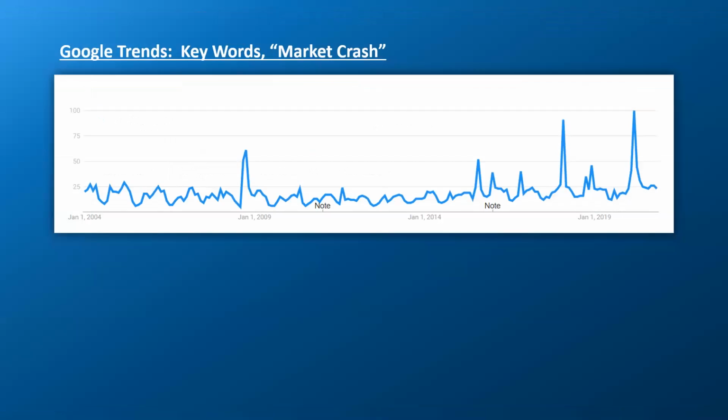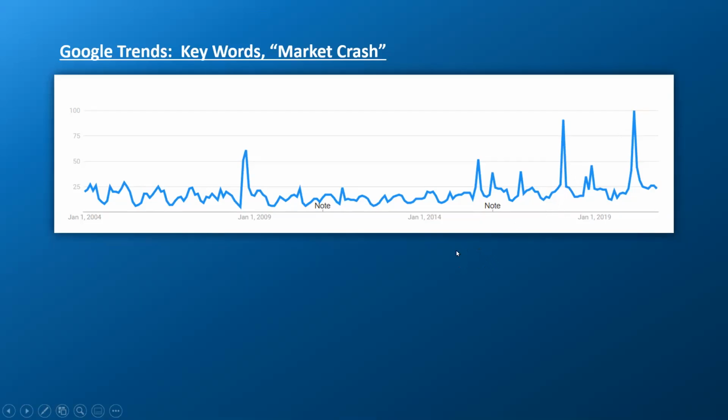Let's look at this chart from Google Trends. The ups and downs of the blue line here represent the number of searches on the keywords market crash. Or you might say that the line represents the level of fear. The higher the line, the more fear there is in the market. It is a relative scale. The highest point here is 100, and the lowest point is 0.